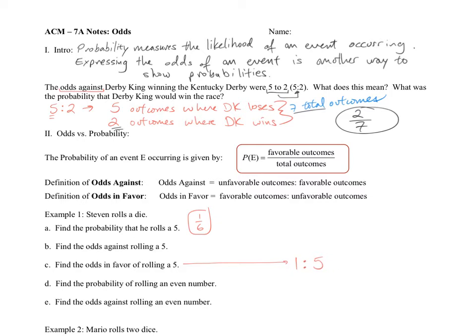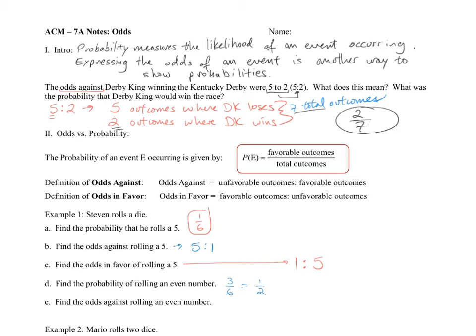Now, once you have one of the odds for a specific event, if you just flip the numbers around that colon, the odds against are exactly the opposite, 5-1. All right, let's see. Next, find the probability of rolling an even number. Well, there are 3 even numbers out of 6 total outcomes. That's 1/2. So find the odds against rolling an even number.